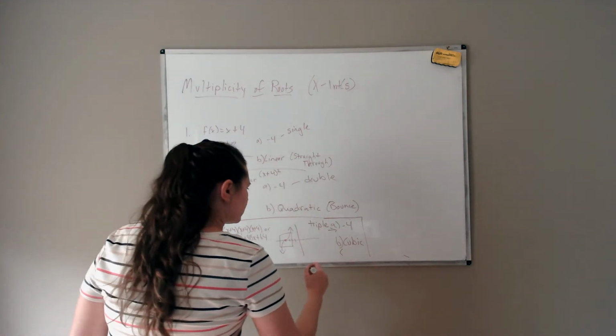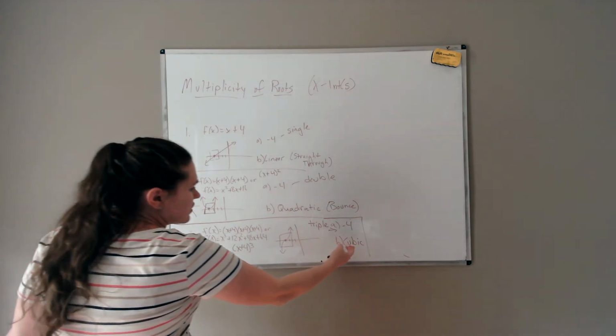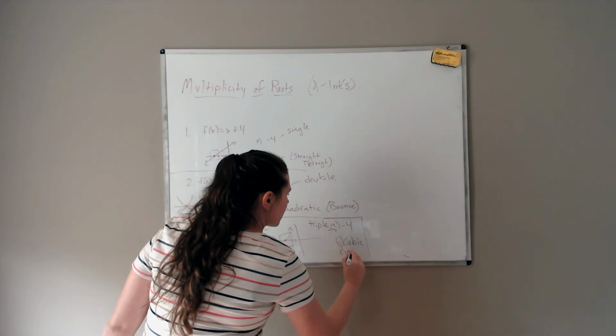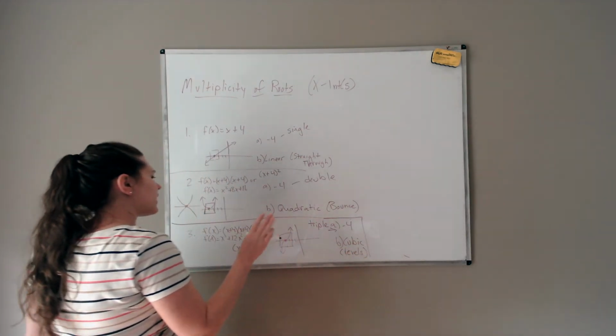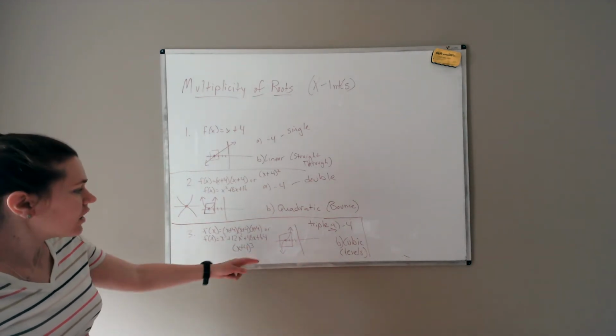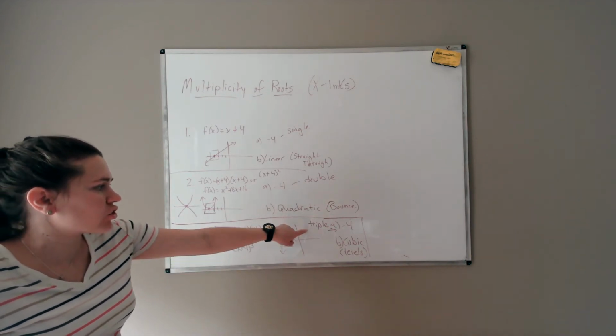So if we wanted to describe it best, it would look like a cubic, but what it does is it kind of levels off and then bounces back up. So I just use the word levels. If you want to use squiggle, snake, however you want to describe it in your own words, what's happening. That's what's going to happen every time you have a triple root.